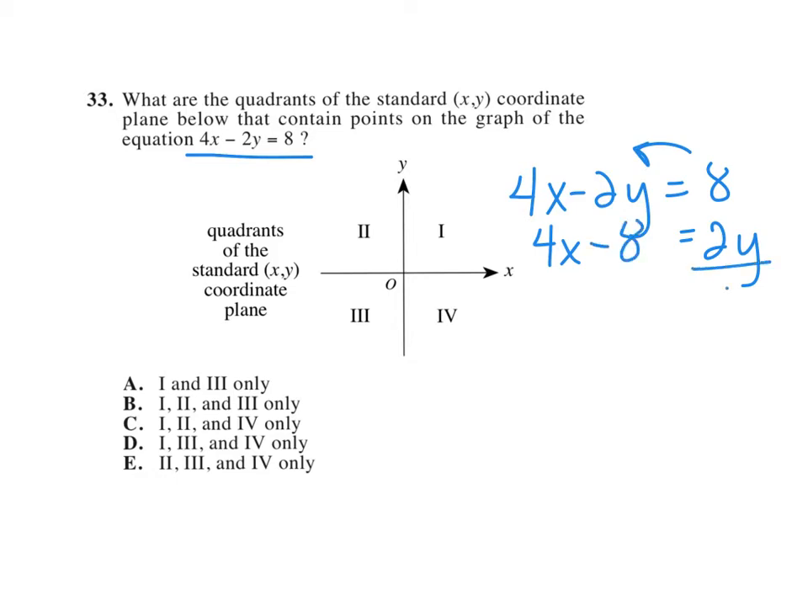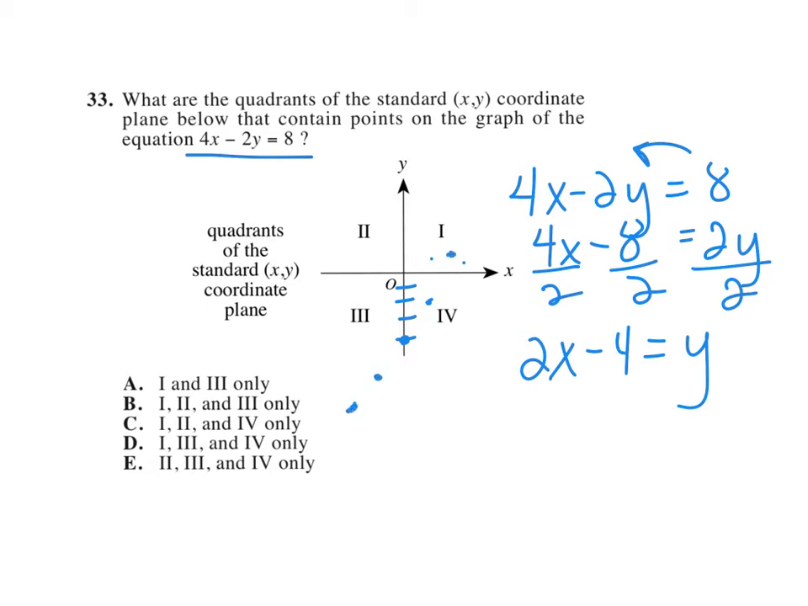So now I'm going to get y by itself. So I'm going to divide through by 2. I have 2x minus 4 equals y. I'm going to go down 4: 1, 2, 3, 4. My slope is 2 over 1, so I'm going to go up 2 over 1, up 2 over 1, or down -2 over -1. So can you tell which quadrants you're going through? You're going through 1, 3, and 4. So D.